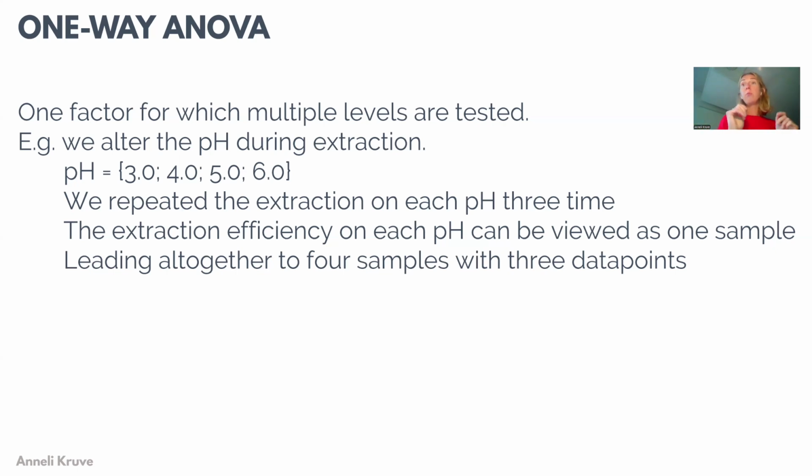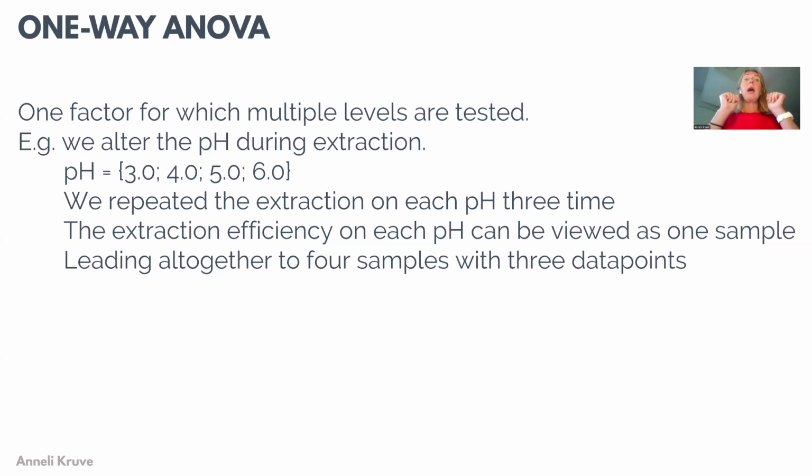We keep the volumes in the extraction constant. We keep the organic solvent constant. Everything else is constant, but we vary the pH. And we can, for example, test pH 3, pH 4, pH 5, pH 6, and in each of them carry out a number of replicate measurements, ending up with 4 samples, where our factor is the pH, and the factor levels are then 3, 4, 5, and 6.